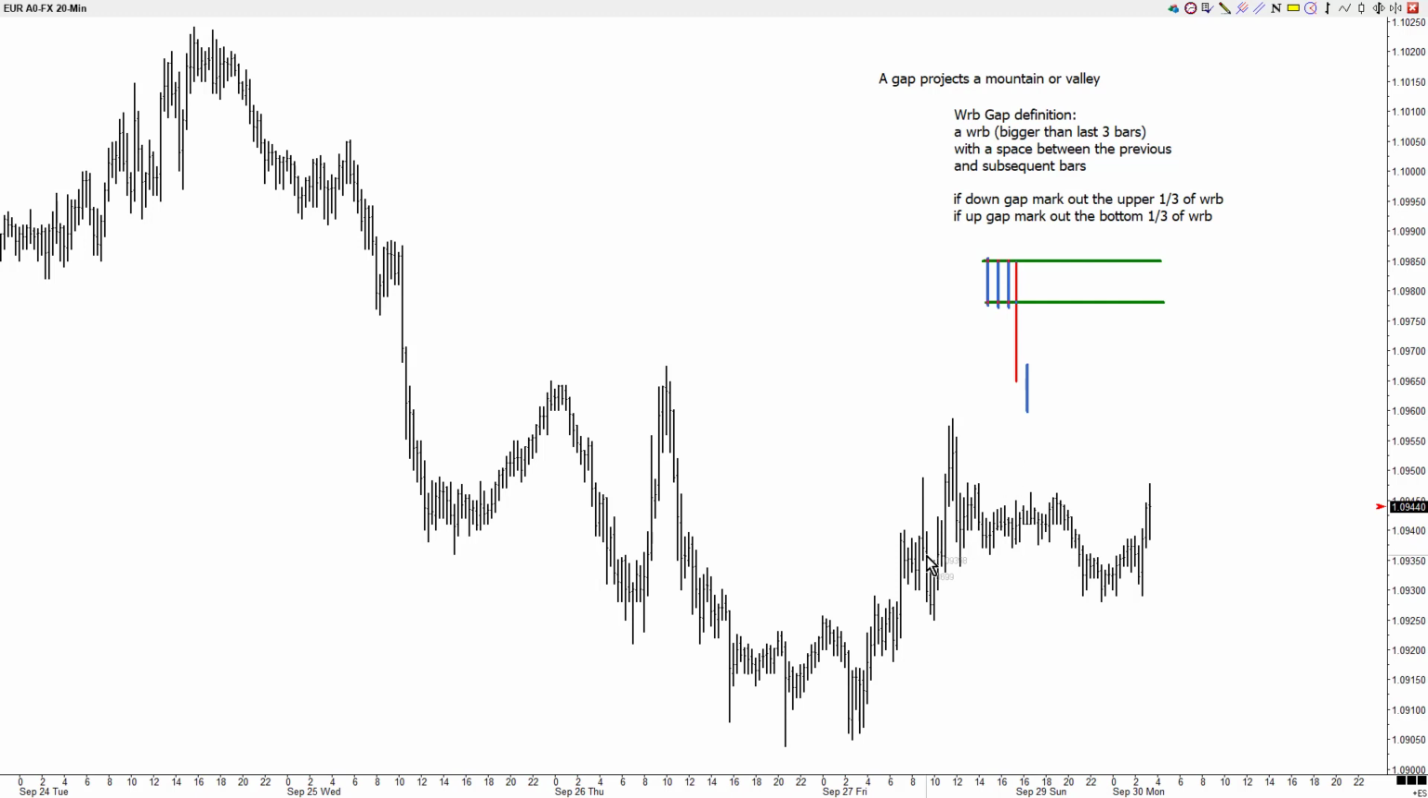as well as the different trade options that were available. So just as a quick review, a gap, the definition, it's a wide range bar, bigger than the last three bars, with a space between the previous bar and the subsequent bar. If it's a gap down, we're going to mark the upper third. If it's a gap up, we'll mark the bottom third. There's a reason for this, right? Zoom, what got zoom? Contraction, expansion. These guys, this is where they threw them off the cliff.